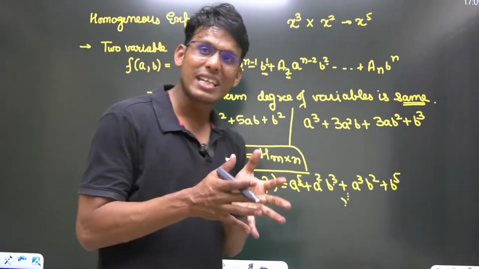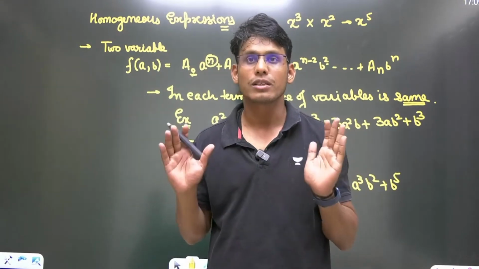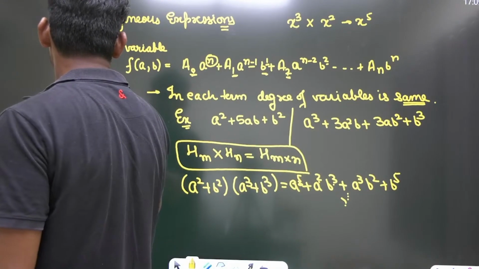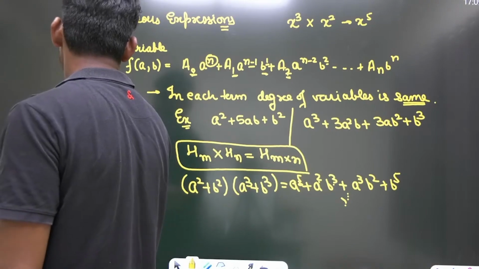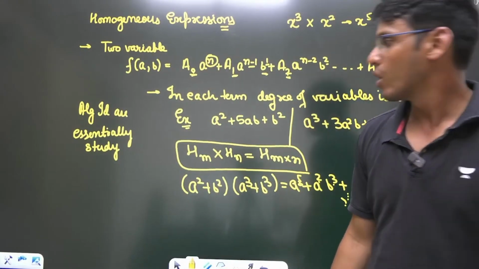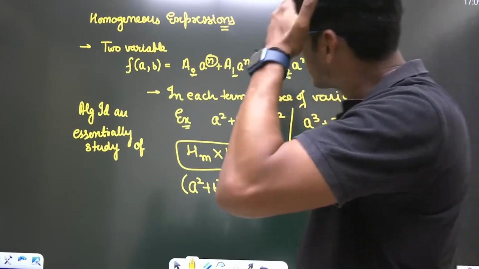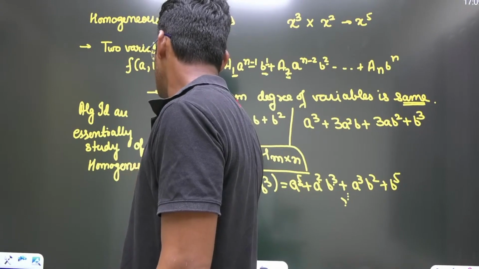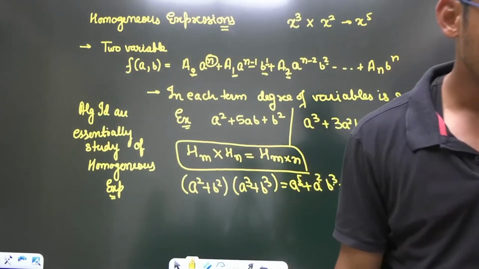Getting my point? So basically, when we study algebraic identities, it is the study of homogeneous expressions, right? Algebraic identities are essentially the study of homogeneous expressions. Got it?